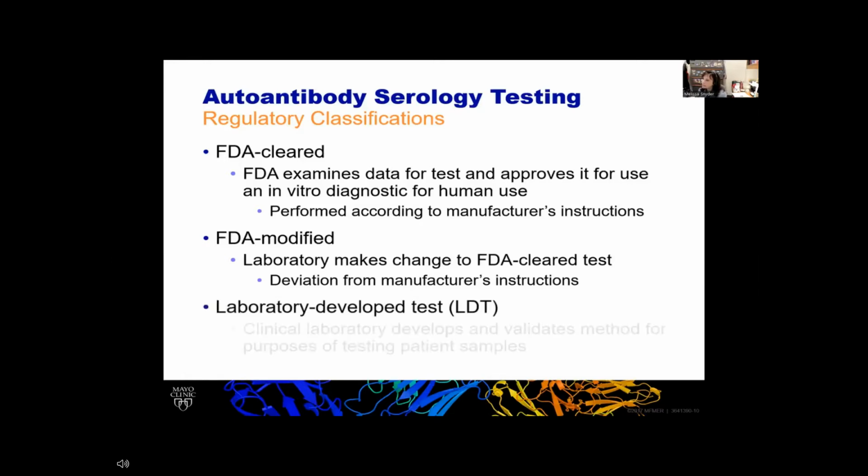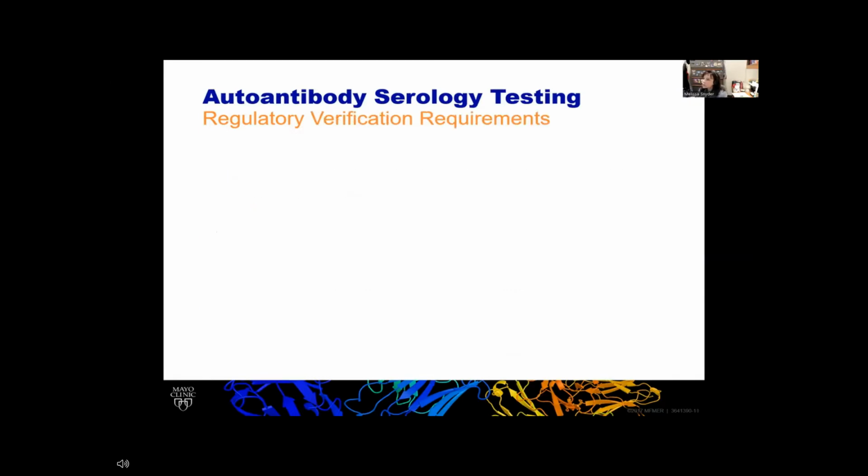And then we have the laboratory developed test, where the clinical laboratory itself develops and validates the method for the purposes of testing patient samples. So what are the regulatory verification requirements that we have to follow between these different types of assays?